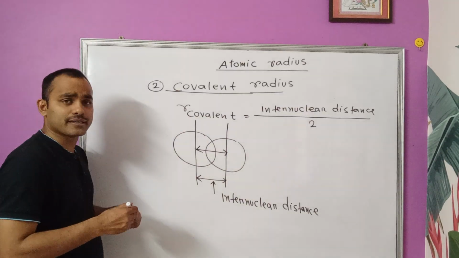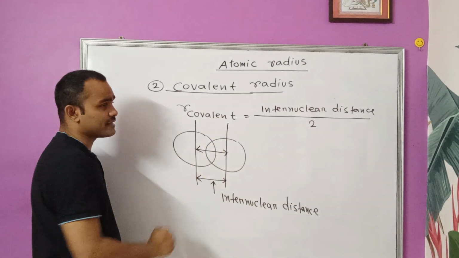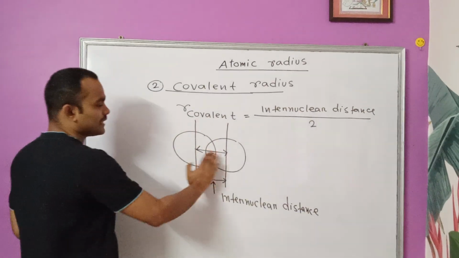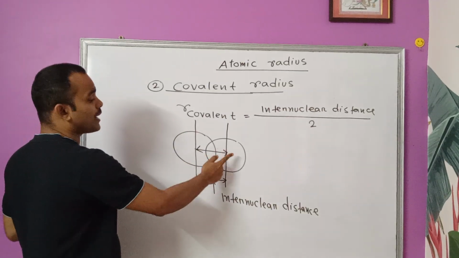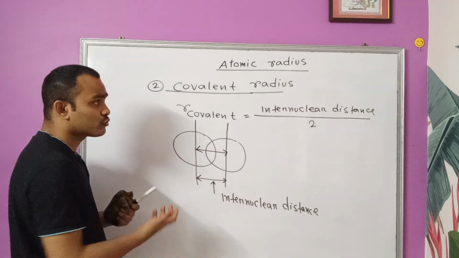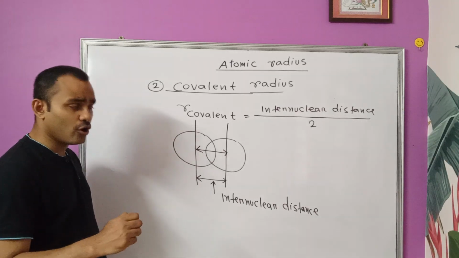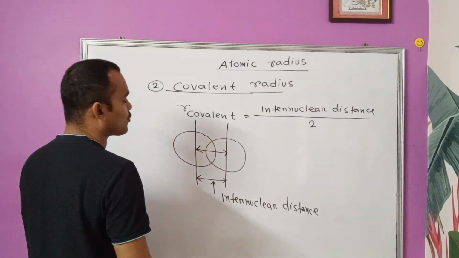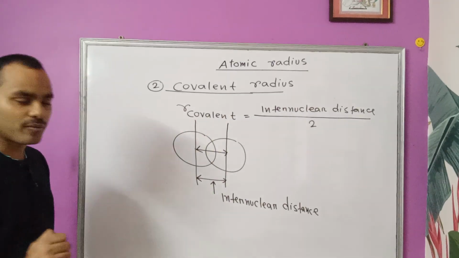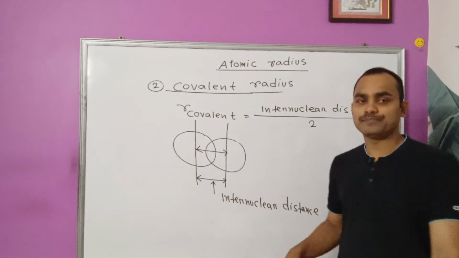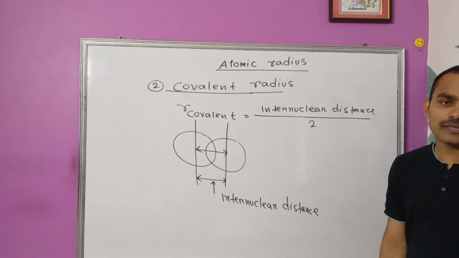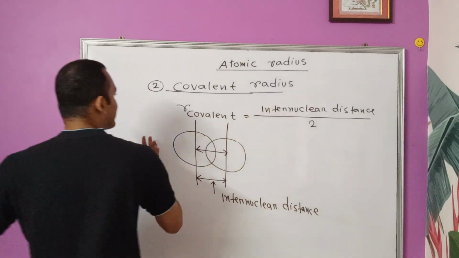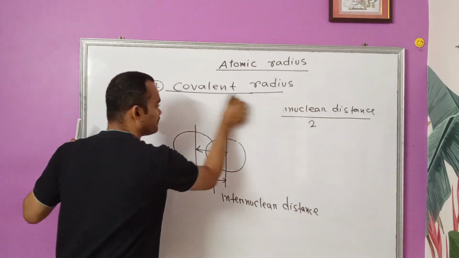Now how will we calculate the covalent radius for a heteronuclear diatomic molecule? In the case of heteronuclear diatomic, this formula is not applicable because the two atoms are different and there is a difference in electronegativity, for example HCl. So how will we calculate the covalent radius then? For that there is one formula called the Shoemaker and Stevenson equation. By this equation we can calculate the covalent radius. I am writing this equation here.